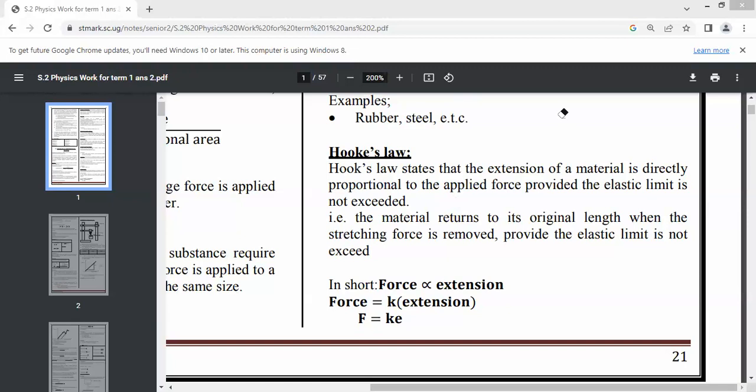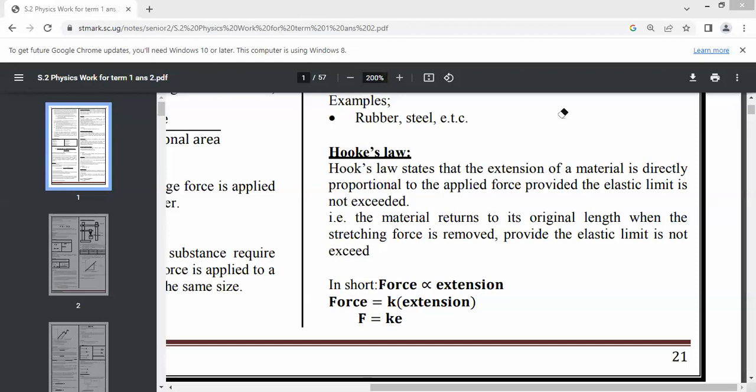Hooke's law states that the extension of a material is directly proportional to the applied force provided the elastic limit is not exceeded. That is to say, the material returns to its original length when the stretching force is removed, provided the elastic limit is not exceeded. In short. Okay, thank you, Erima, for reading for us.